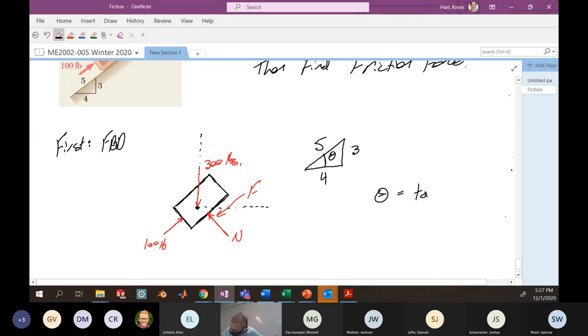It's going to be the tangent inverse of 3/4. All right. You work this out. 36.9 degrees. Okay.